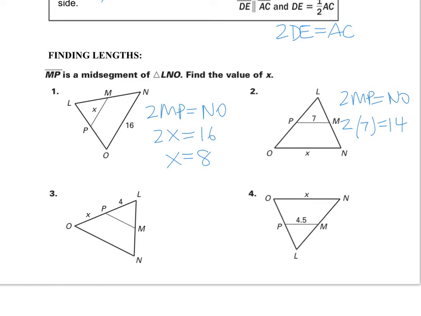In this next one, keep in mind that these are connecting midpoints, so it splits that segment into 2 congruents. So x equals 4. This is a mid-segment, so 2 MPs equal NO. 2 times 4.5 equals 9.